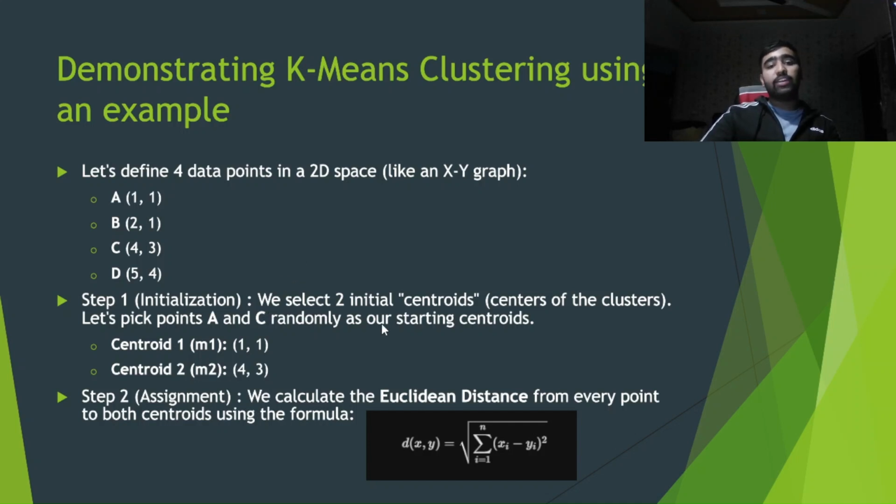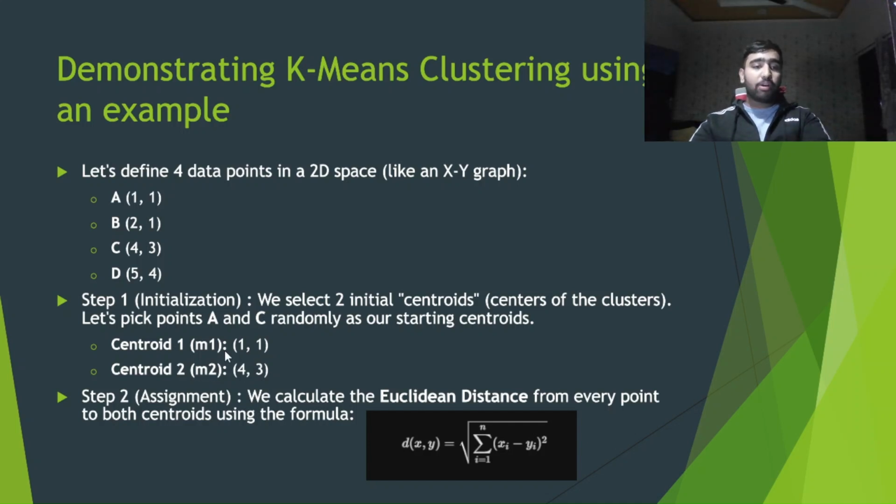So I'll select two data points to serve as centroids for my two clusters. We pick points A and C randomly as our starting centroids. So my two data points picked as centroids for the two clusters are (1, 1) and (4, 3). I'll name (1, 1) as M1 and (4, 3) as M2, which are my first and second centroids respectively.